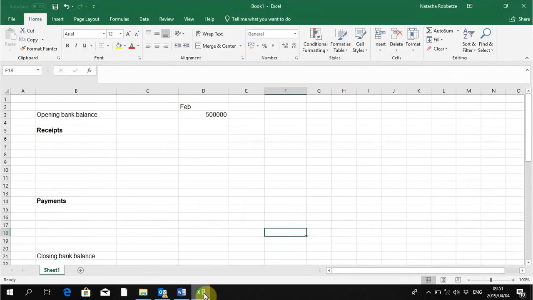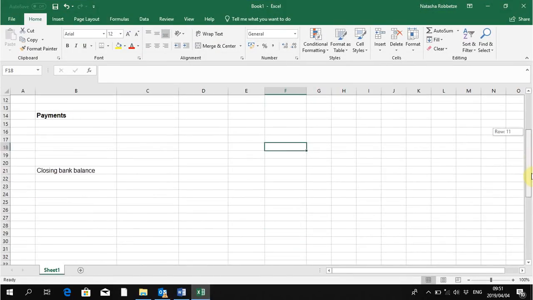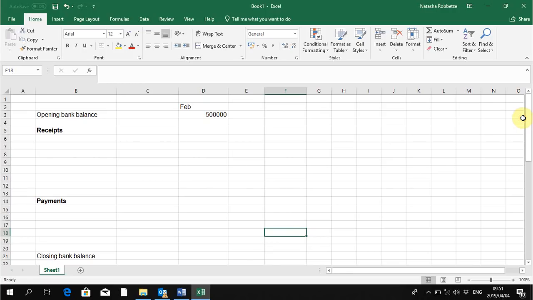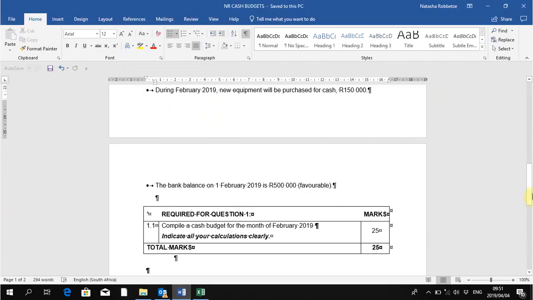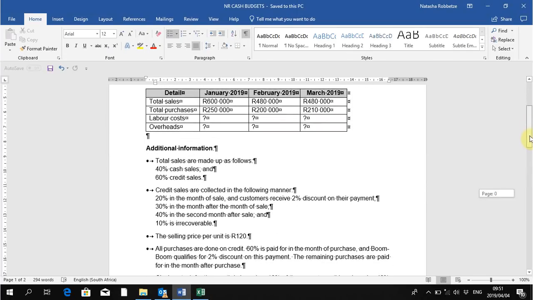Right, so let's see. I've already drafted for myself just a skeleton layout of the cash budget. So we have opening bank balance, we have receipts, we have payments, we have closing bank balance, and they tell us that the opening bank balance is 500,000 at the beginning of February. So I want to read the question and perform calculations in the same sequence as the bullets given.